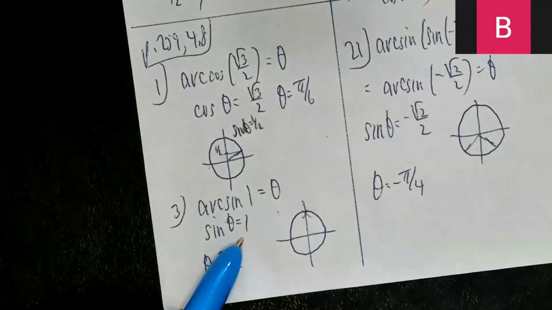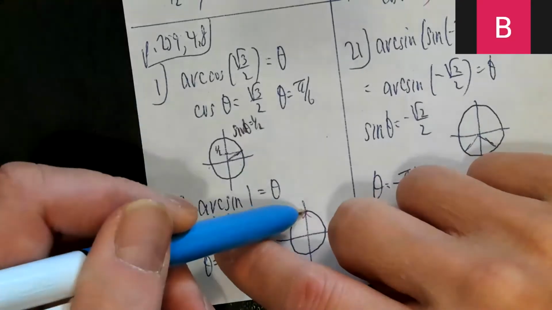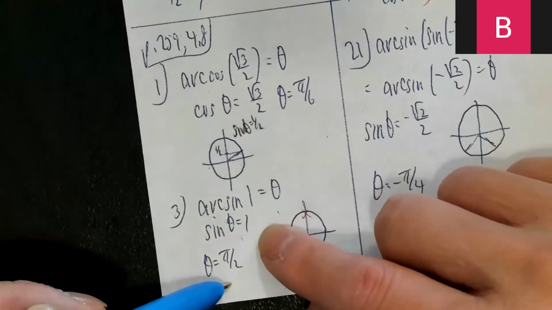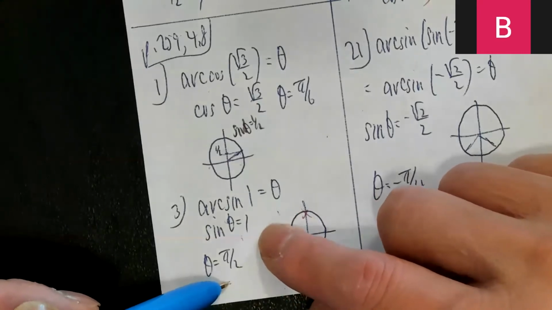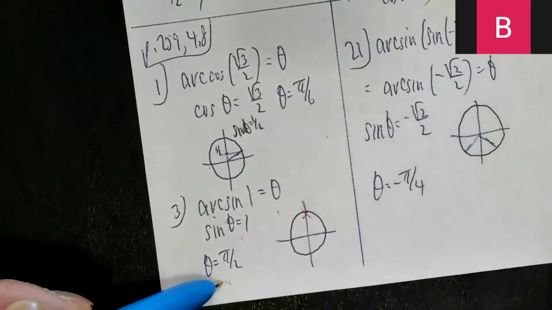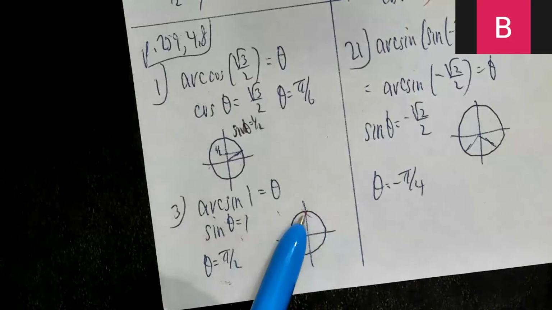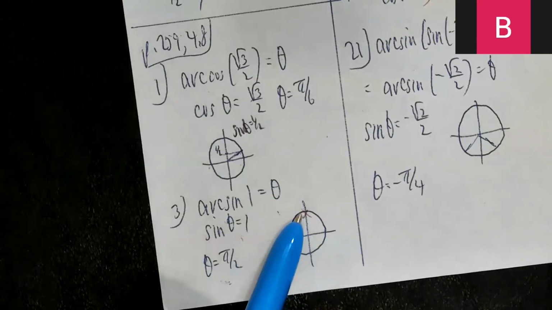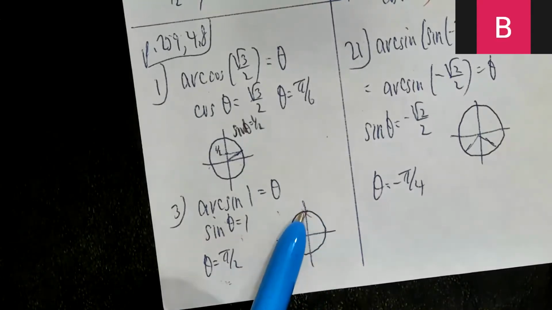Right. So the sine of what angle is 1? Y coordinate is 1. Well, that's pi over 2. So the answer is pi over 2. Now, you might say, wait a minute, I can go all the way around the circle and then come here. That would be 5 pi over 2. I can go around again, 9 pi over 2. I can even go backwards, negative 3 pi over 2.